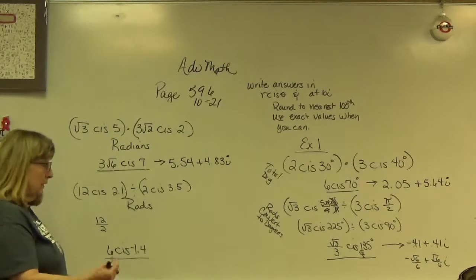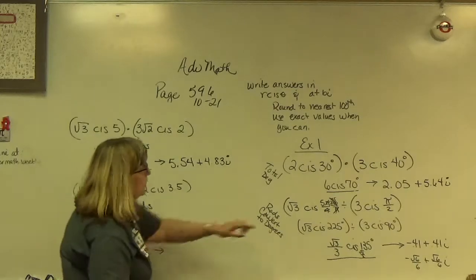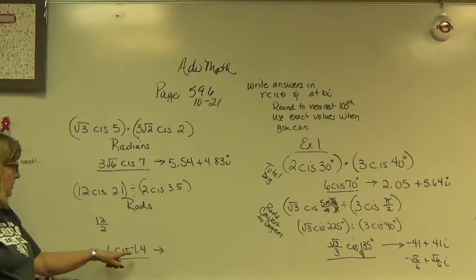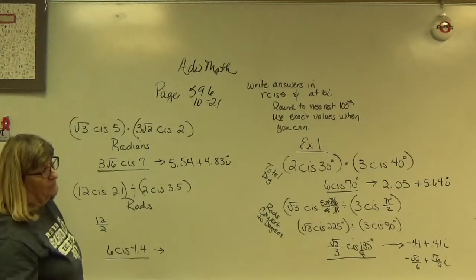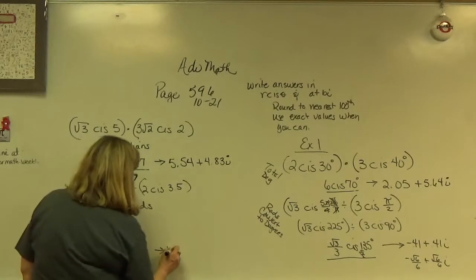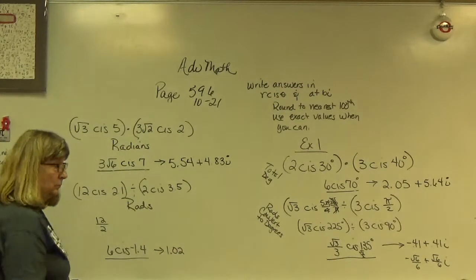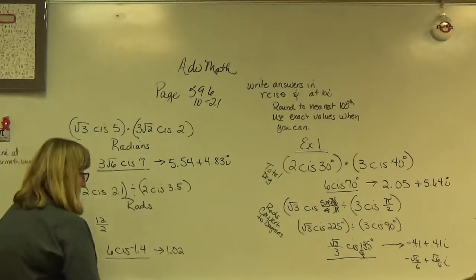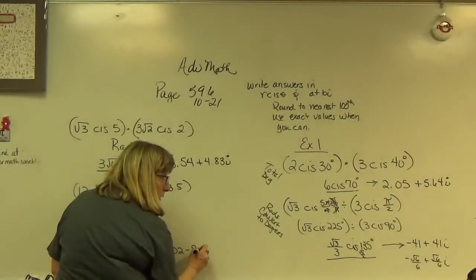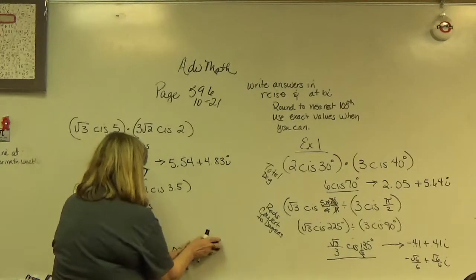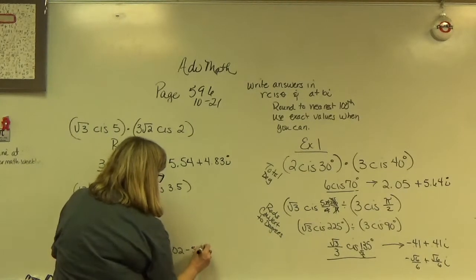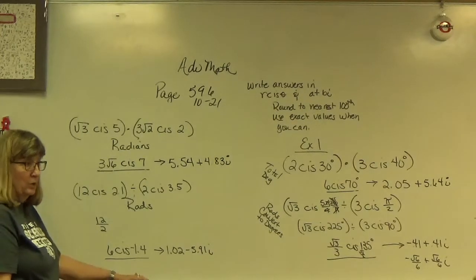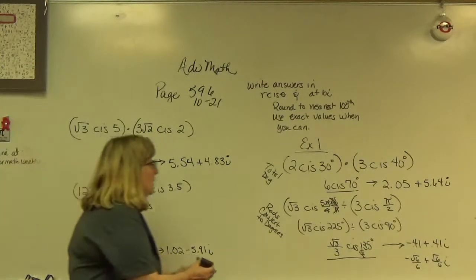Okay, now, to get the second answer, the answer that changes it to A plus BI form, you use the distributive property. So what's 6 times the cosine of negative 1.4? 1.02. Okay, 6 times the sine of negative 1.4. Negative 5.91. Yes, negative. Okay, are we all agreeing on our values? Okay, still another one.